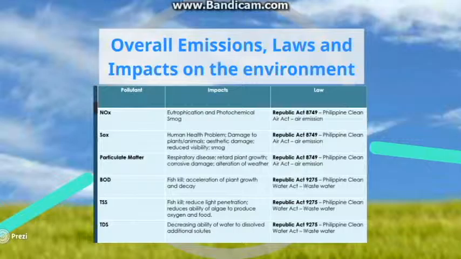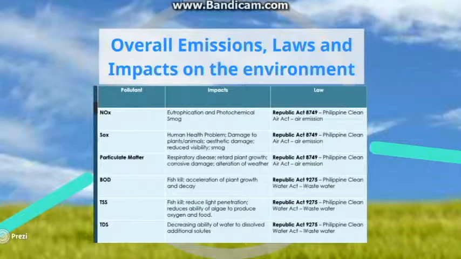For the water pollutant BOD, the environmental impacts are fish kill, acceleration of plant growth and decay. And the abiding law is Republic Act 9275, the Philippine Clean Water Act.